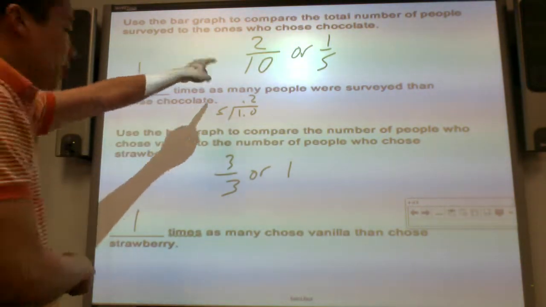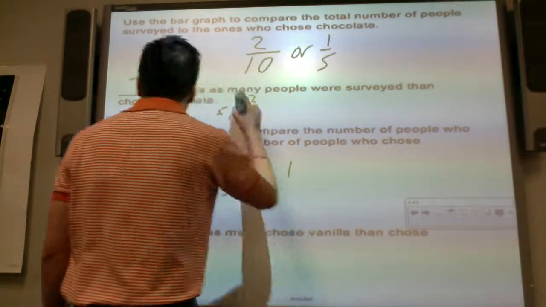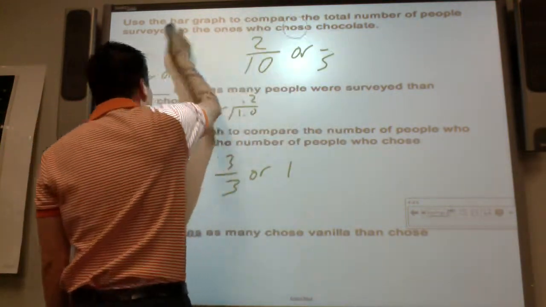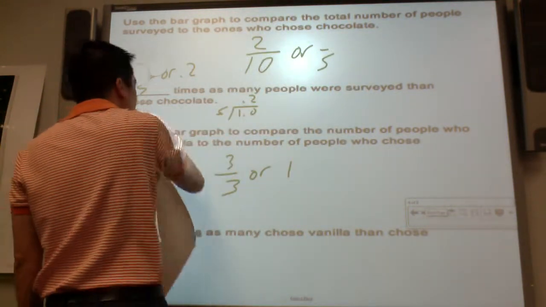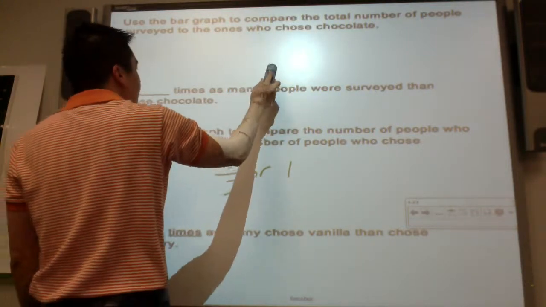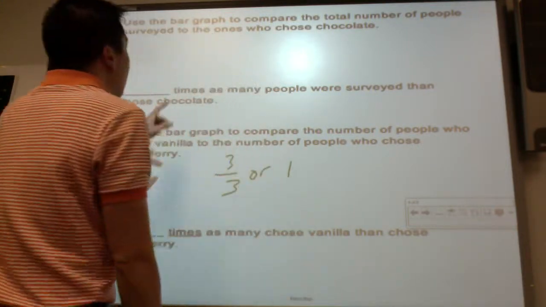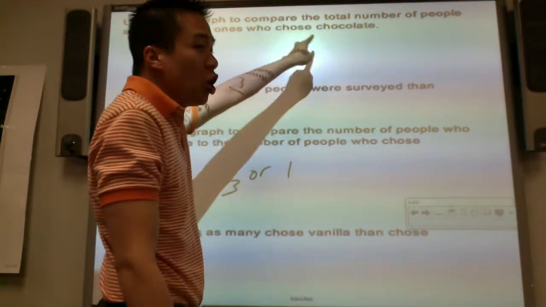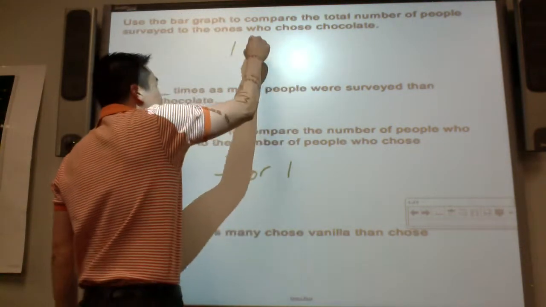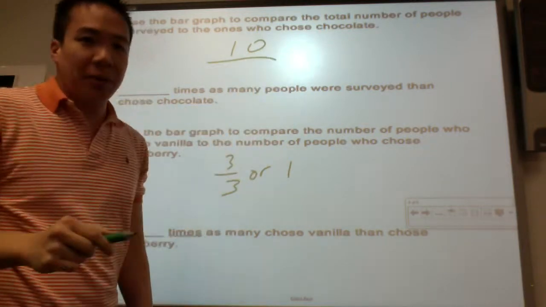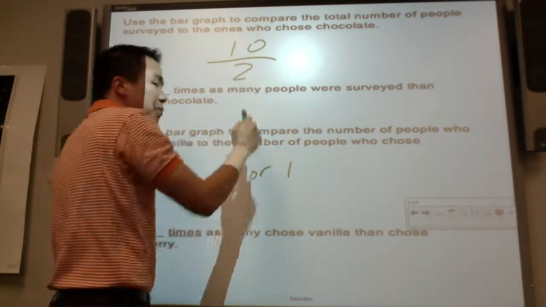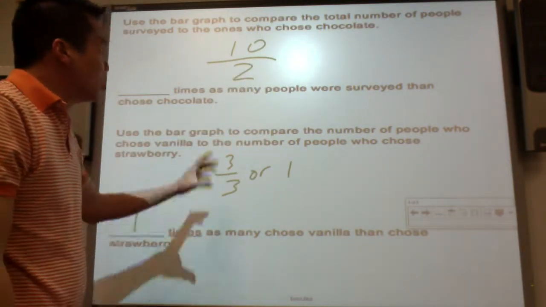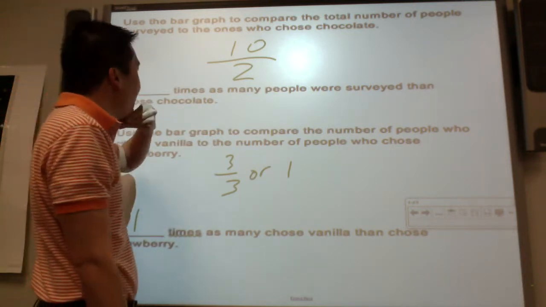You know what? Let me go back to this one. I believe I did this wrong because I misread it. I kept looking at this one and said, I don't think I read this correctly. If you look at this one again, it says, compare the total number of people to the ones who chose chocolate. 10 people are the total number of people. And 2 people chose chocolate. So please read it very carefully because I did it the wrong way.